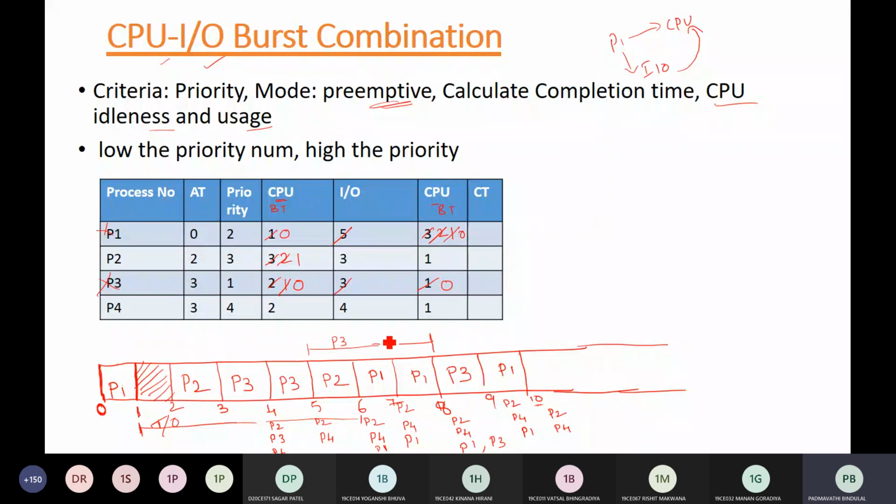CPU, IO, CPU, every burst time is completed. Now out of P2 and P4, P2 has higher priority, so you will execute the P2 process. P2 you are executing for 1 second, that is, at the 11th second you have only P4 in your queue. Now, if you see P2, after completion of its execution its IO is supposed to start. So IO will start here. P2's IO will start here.